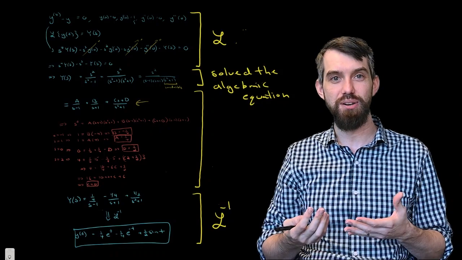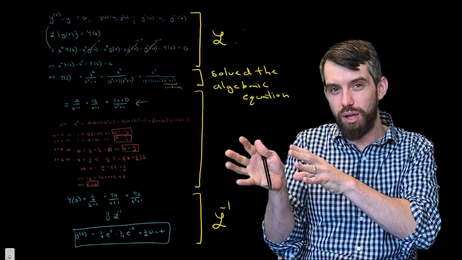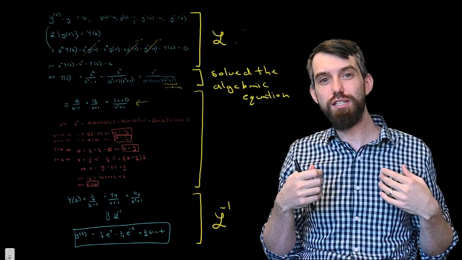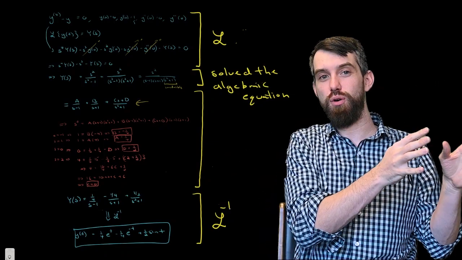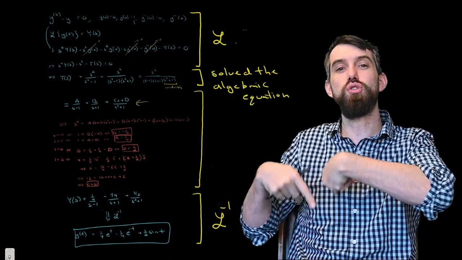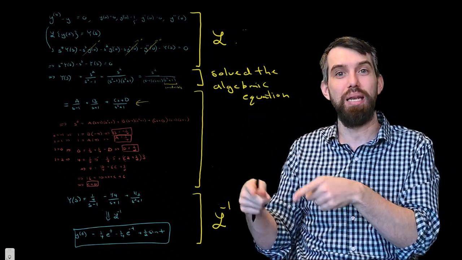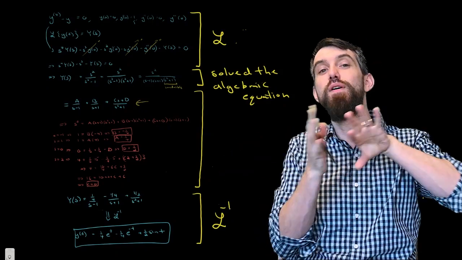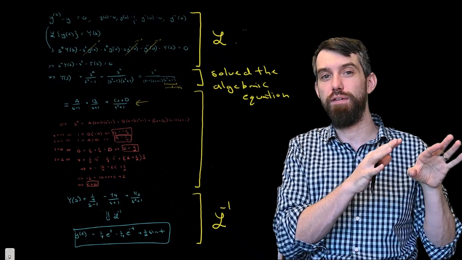So the broad idea here is that there's always this differential equation world and there's this algebraic equation world. The Laplace transform and the inverse Laplace transform convert between these. So you start with the differential equation, you convert it to an algebraic one with the Laplace transform. You solve that algebraic equation and perhaps do some algebraic manipulations to clean it up. And then you convert back to a differential equation and now you have your solution to your initial value problem.